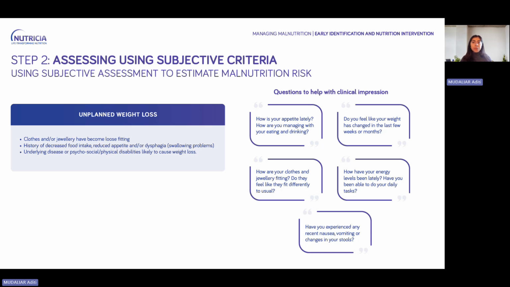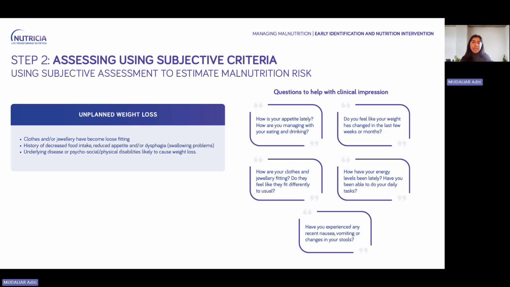You can use patient-reported values for weight and height to calculate steps 1 and 2 of the MUST tool if available. If these measures aren't available, though, subjective assessments can help to inform a clinical impression of the patient's malnutrition risk.